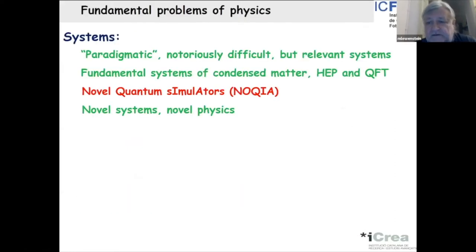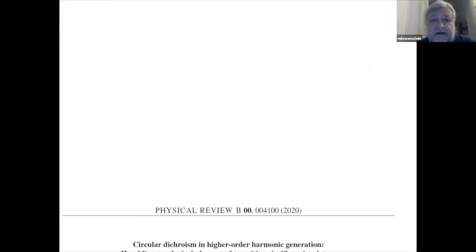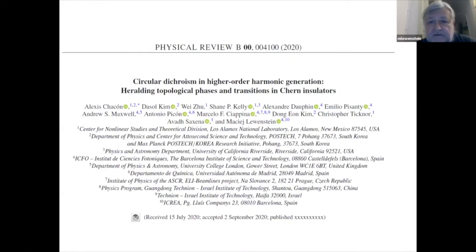Novel quantum simulators. This is the title of my ERC grant, which started a year ago, where I want to actually do simulators of attosecond physics, ultrafast physics with strong laser fields using ultracold atoms, or vice versa. An example of the things that happened there is a paper which will be published this week, probably. You can herald a topological phase transition by studying the very highly nonlinear response to circularly polarized strong laser acting on topological insulators like the Haldane model or any two-dimensional model.